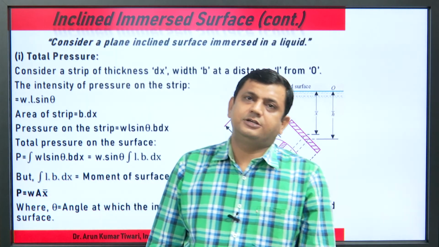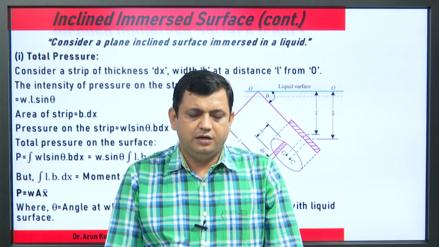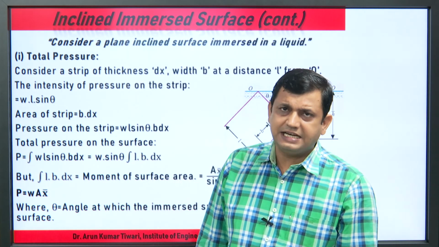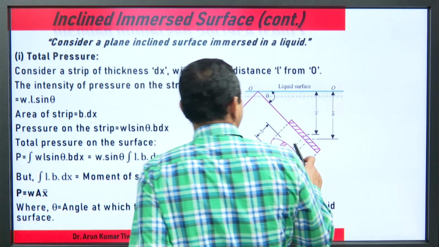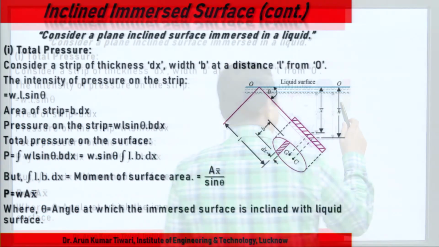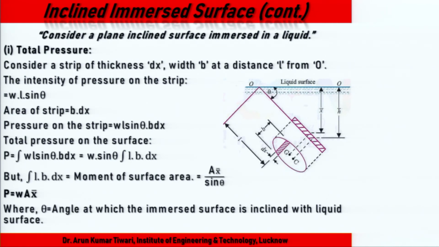Again, the inclined surface. In the inclined surface, it is very simple. We convert it to vertical, meaning the sin theta component comes into the picture. So for the intensity of pressure, we take the strip; the method is the same.